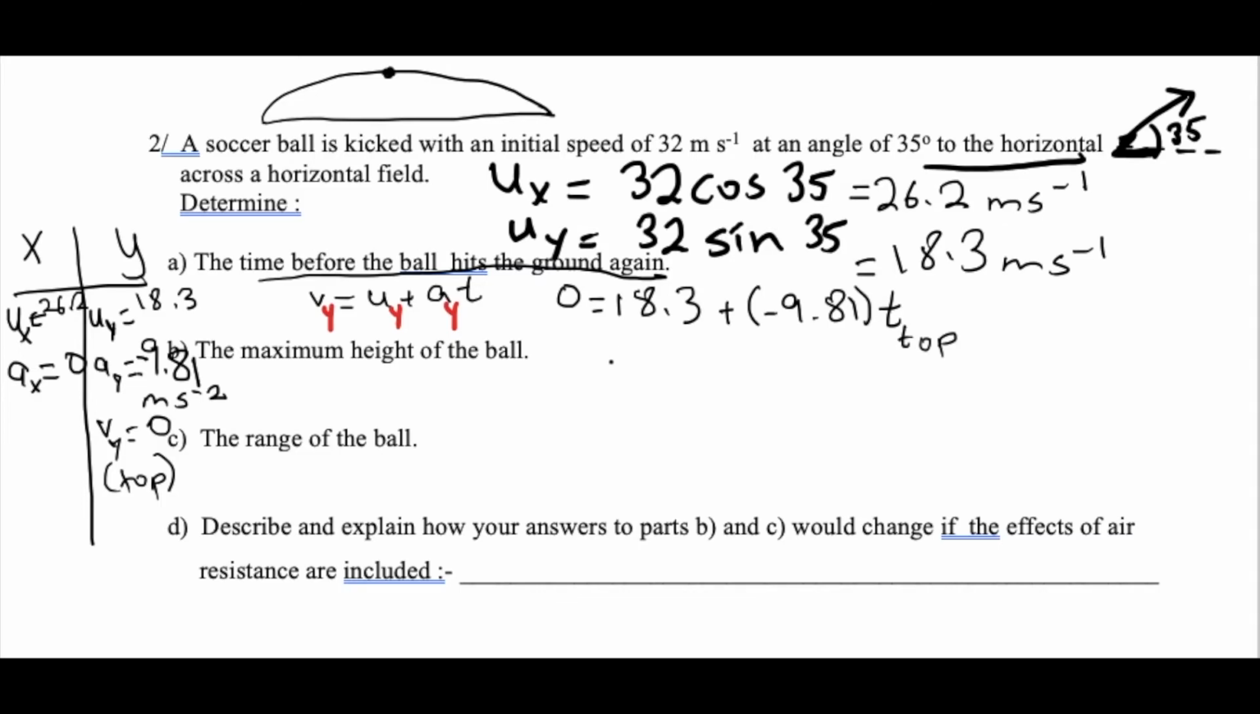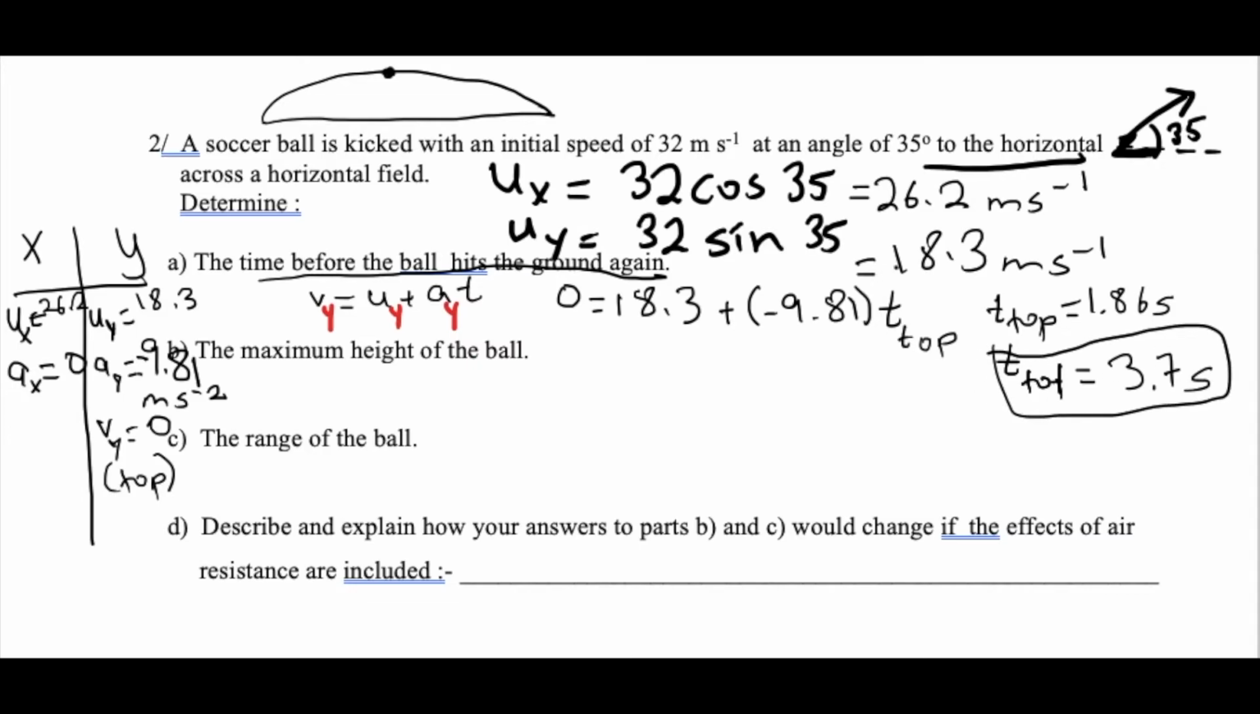So when you divide 18.3 by 9.81, you get, for the time to reach the top, 1.86 seconds. The total time is going to be twice that, which is 3.7 seconds for the whole motion. So at 1.86 seconds the ball is here, at 3.7 seconds the ball is there.